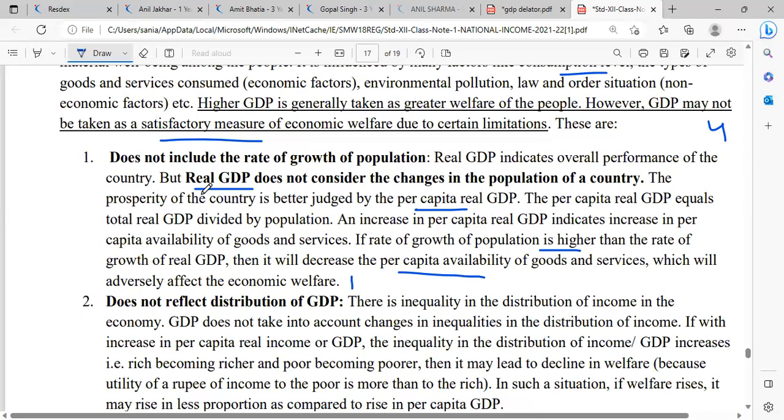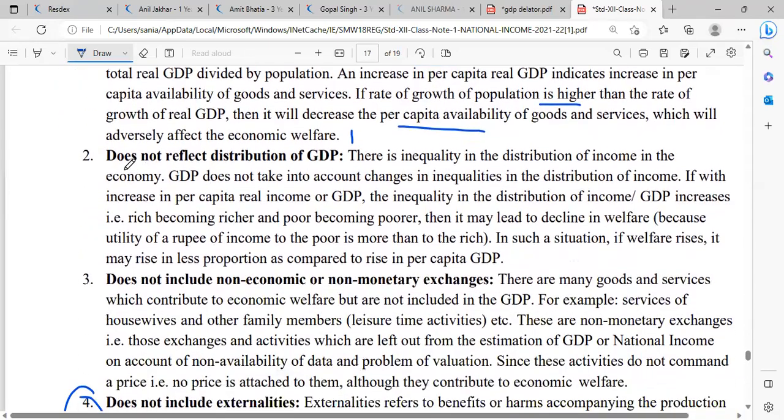Now, over here, it does not reflect the distribution of GDP. There is an inequality in the distribution of income in the economy, you know. For example, a doctor who is earning 10 lakh rupees in a month, and a labourer who is earning only 10,000 rupees. So there is an inequality in the distribution. When I give you GDP, for example your country's GDP in a particular area is 20 lakh rupees.